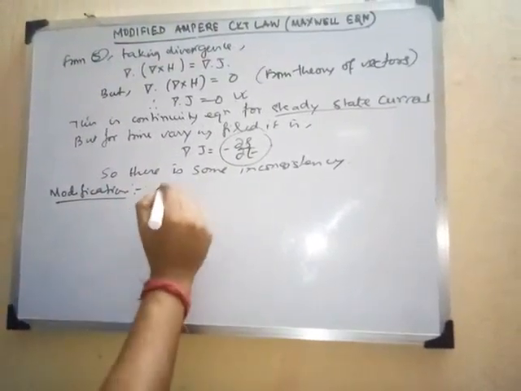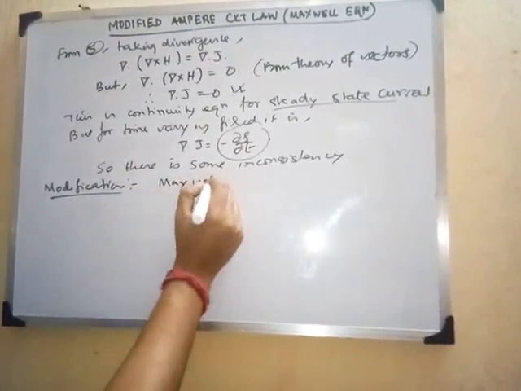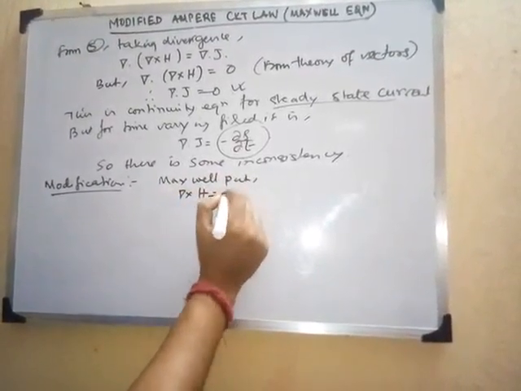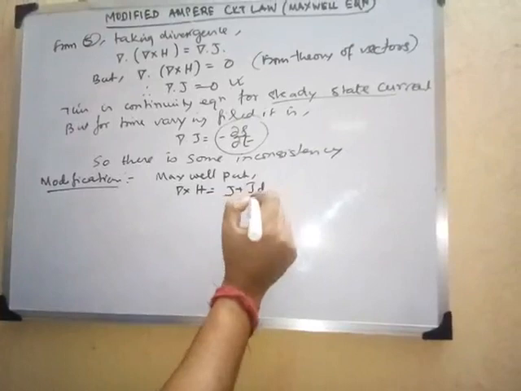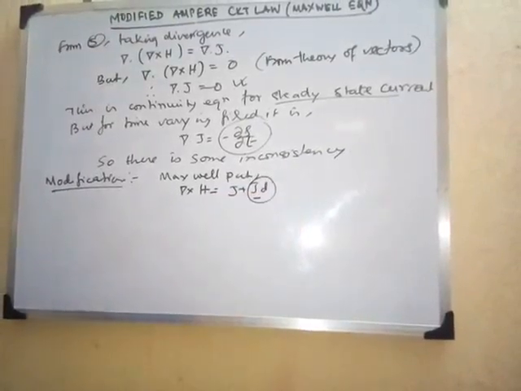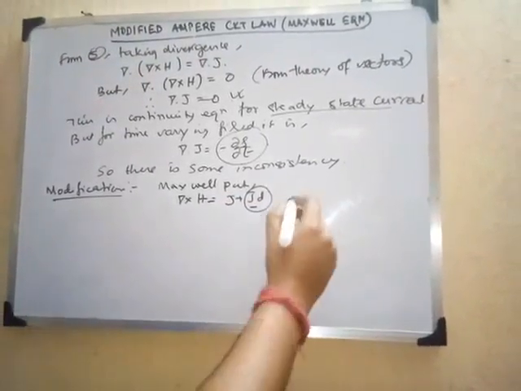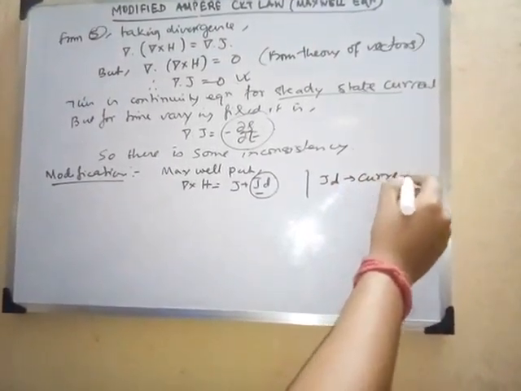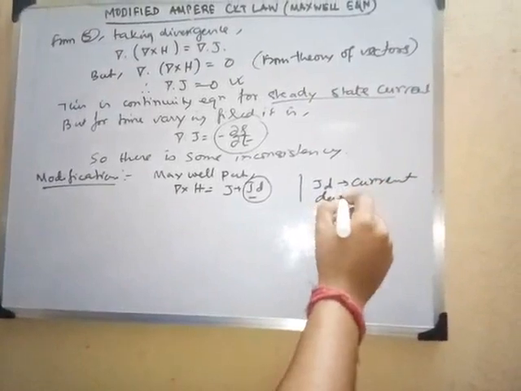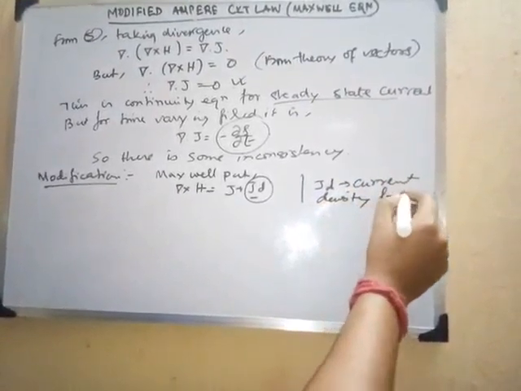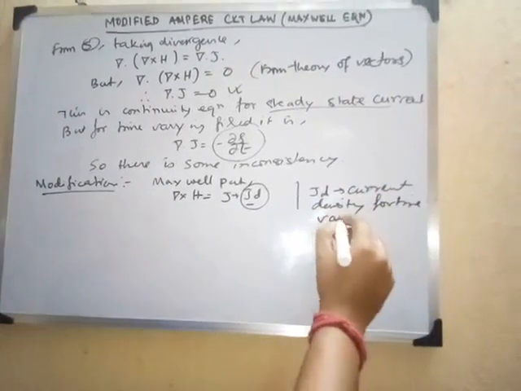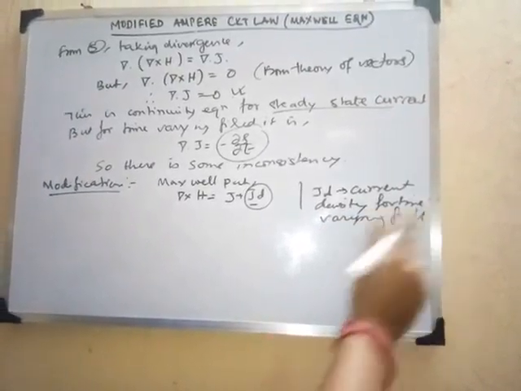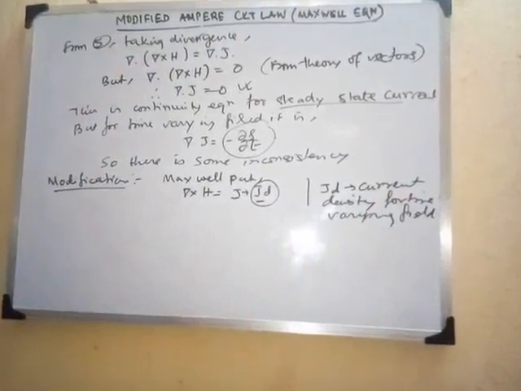What Maxwell did, now Maxwell put del cross H is equal to J plus JD. So this JD term is a new term which is being introduced by Maxwell, where this JD is the current density for time varying field, right? So this term has been introduced by Maxwell.